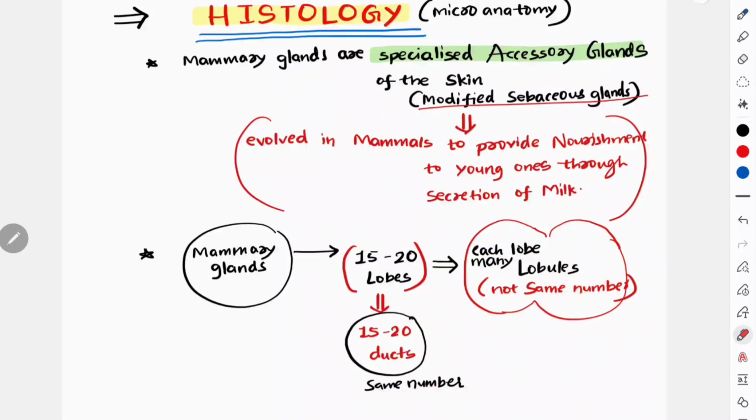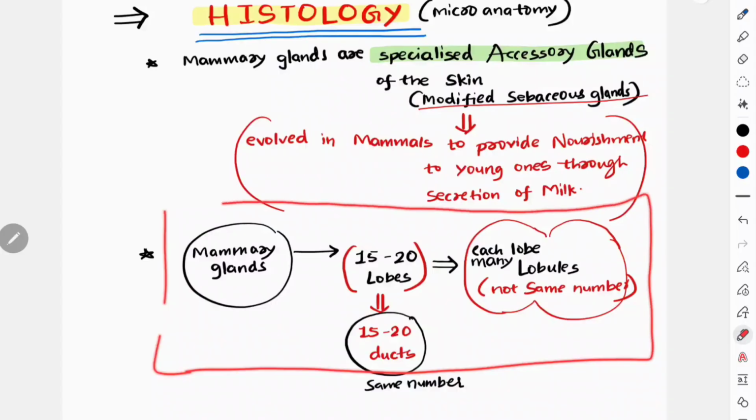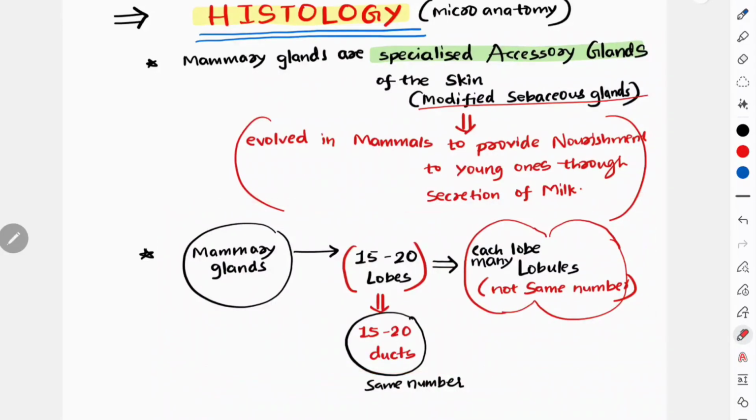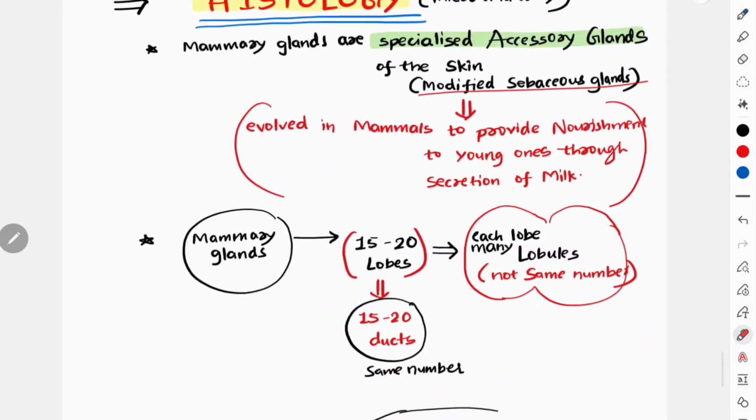This is important for your PG level, because they will ask tricky questions, right? How many lobes, how many ducts, calculation-type questions. But you just have to remember this common sense: lobes have the same number of ducts. Each lobe has many lobules, which is not the same number. These are not the same, but this is the same. So remember.